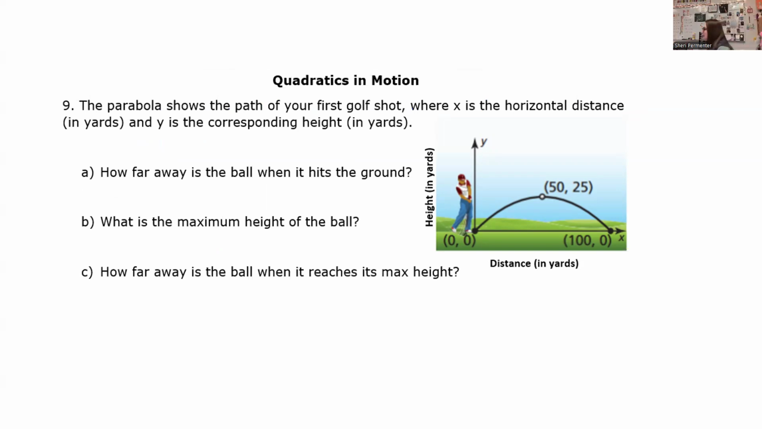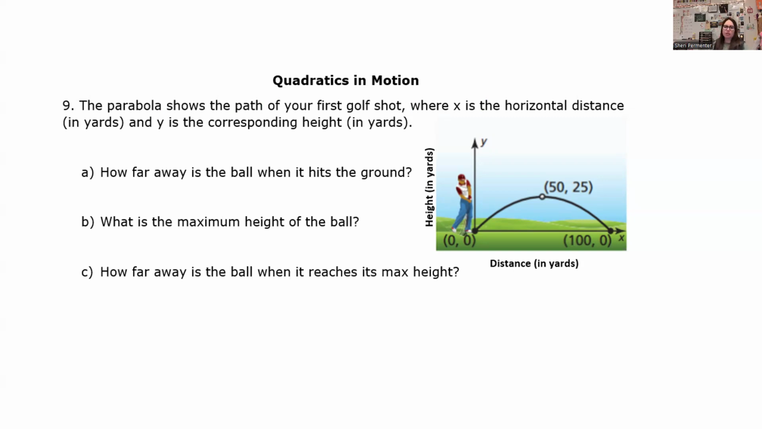Okay, here's the thing. Please don't skip the word problems when it comes to quadratics. I can almost promise they're some of the easiest word problems we're going to do. So this one says the parabola shows the path of a golf ball where x is the horizontal distance in yards and y is the corresponding height in yards. It gives you 3 points along the path.